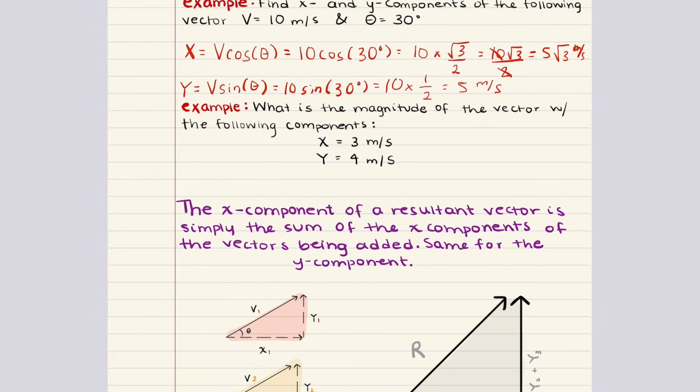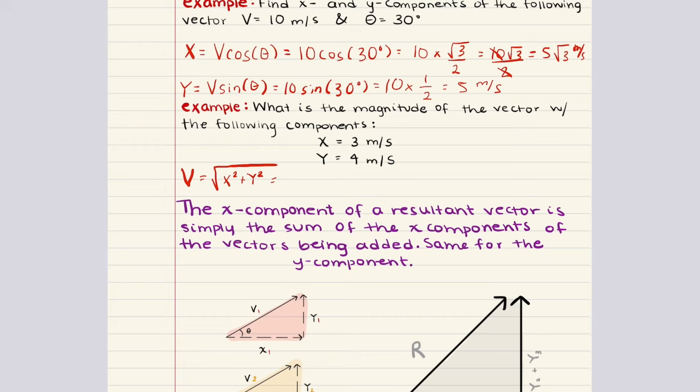What about this next one? This next example says, what is the magnitude of the vector with the following components? X is equal to 3 meters per second, and y is equal to 4 meters per second. Now, to calculate the magnitude of our vector v, this is just going to be the square root of x squared plus y squared.